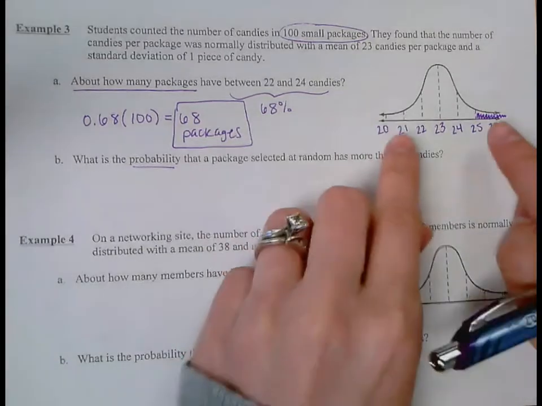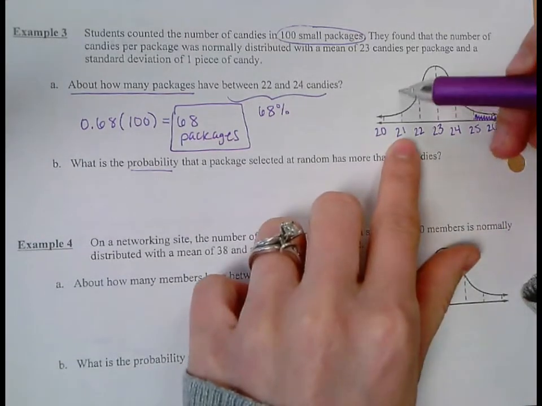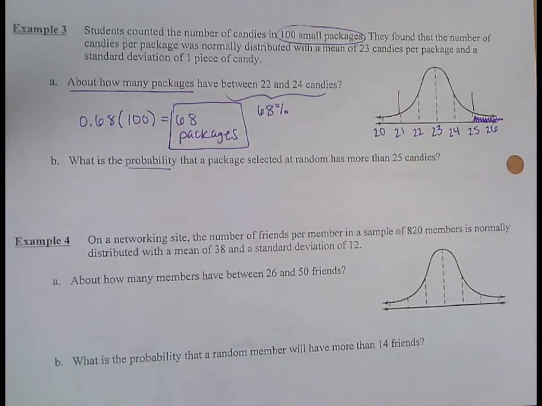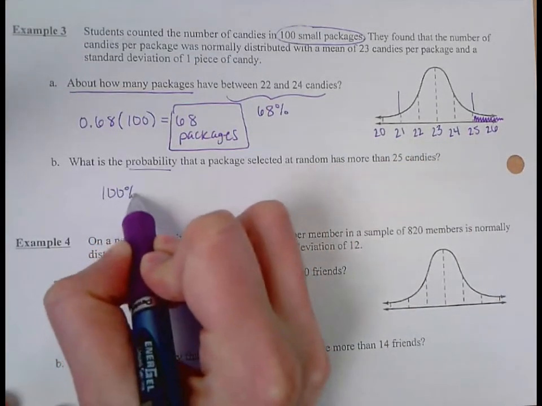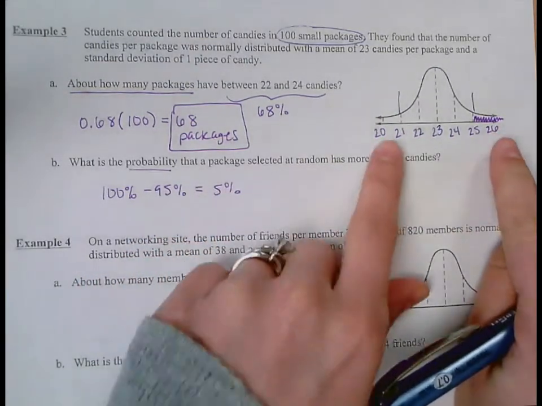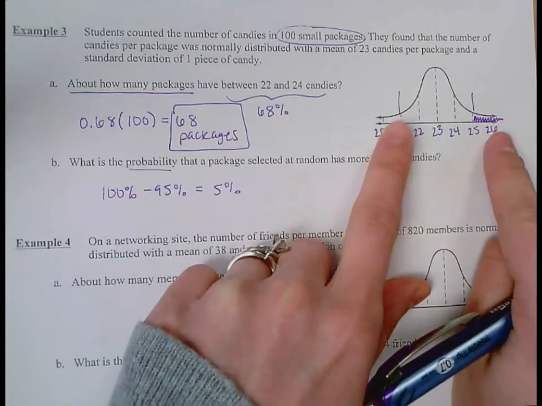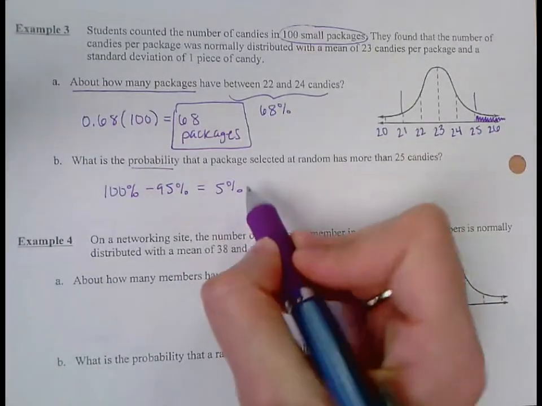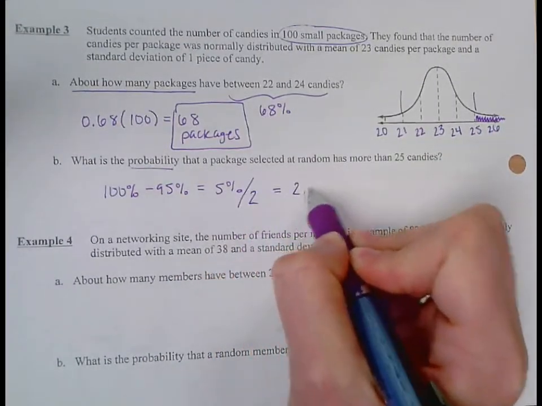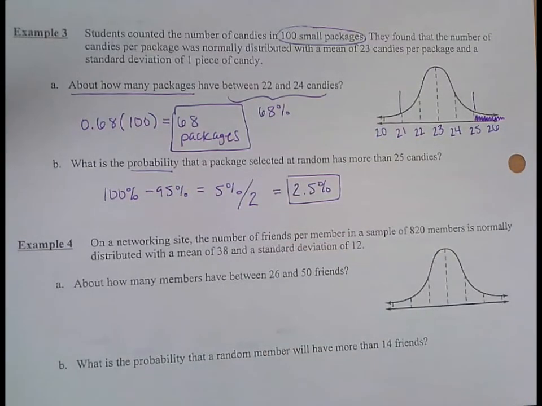Yes, you could certainly do it that way. So 25 is 2 standard deviations away, meaning between 21 and 25, that's 95%. So you could take 100% and subtract 95%, and that gives you 5%. But then we need to divide that in half to just get the upper part of that. So these two ends total 5%. Divide that in 2, so it would be 2.5%. And that did ask for a probability, so the percent is your answer. Okay, any questions on that one?